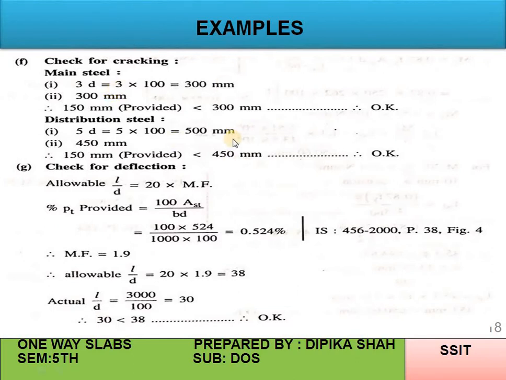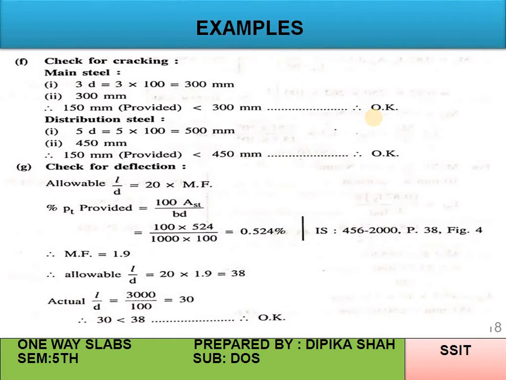So check for cracking is okay for both main steel and distribution steel. Now we will check for deflection. So to check deflection, what do we have to do? First of all, we will find the allowable L by D and see the actual L by D. So our actual L by D ratio should be less than the allowable L by D.